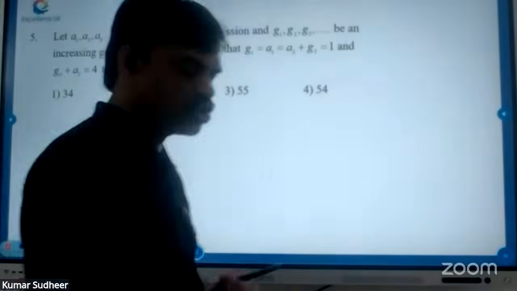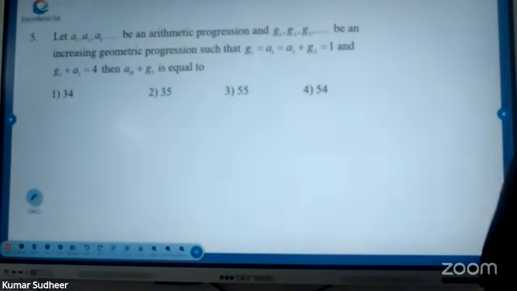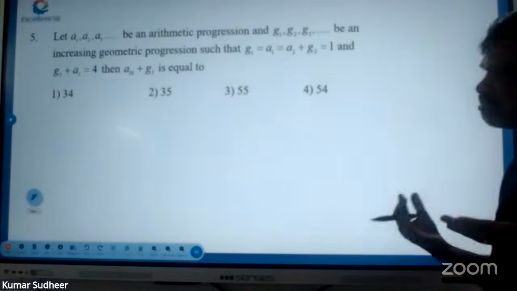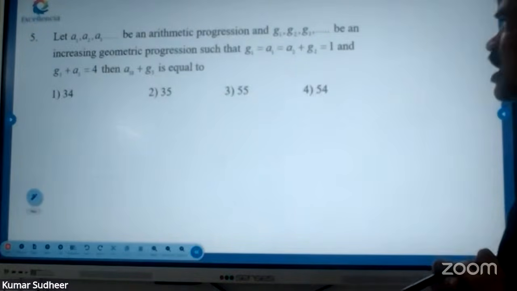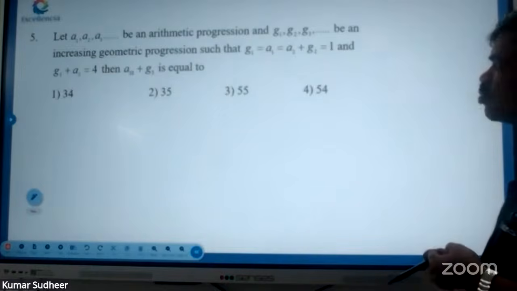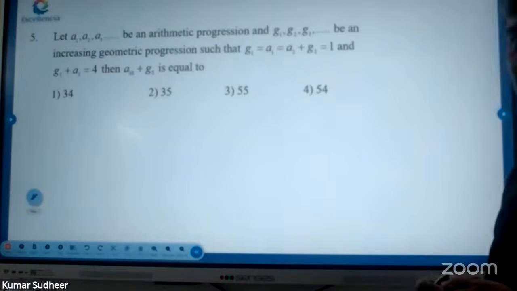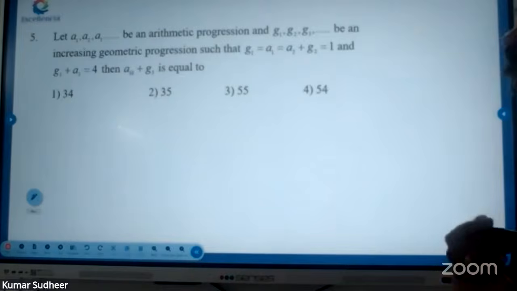So let us go for the next question. The next question is from sequence and series. Again, this is first year; some of it we will revise in the second year also. Both arithmetic progression as well as geometric progression are given. Let us see this question.